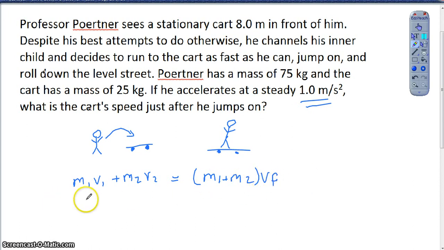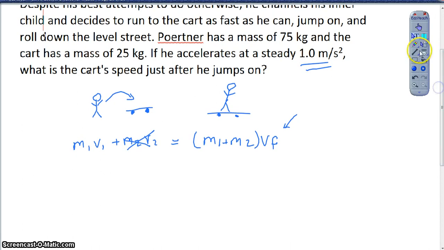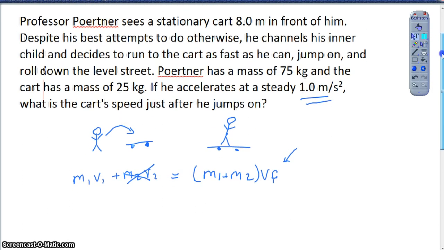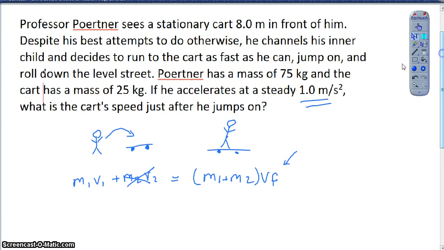And that's the key to this problem. As soon as you realize they have a common final velocity, this problem hopefully is not too bad. We do have to do a little bit of kinematics here because they don't give us his initial velocity. We do know that the cart is initially at rest, so this is just 0. So we have to do a little bit of kinematics to find his velocity. They give us the distance. We will assume, of course, that he starts at rest, so his initial velocity is 0, his acceleration is 1, and the distance is 8.